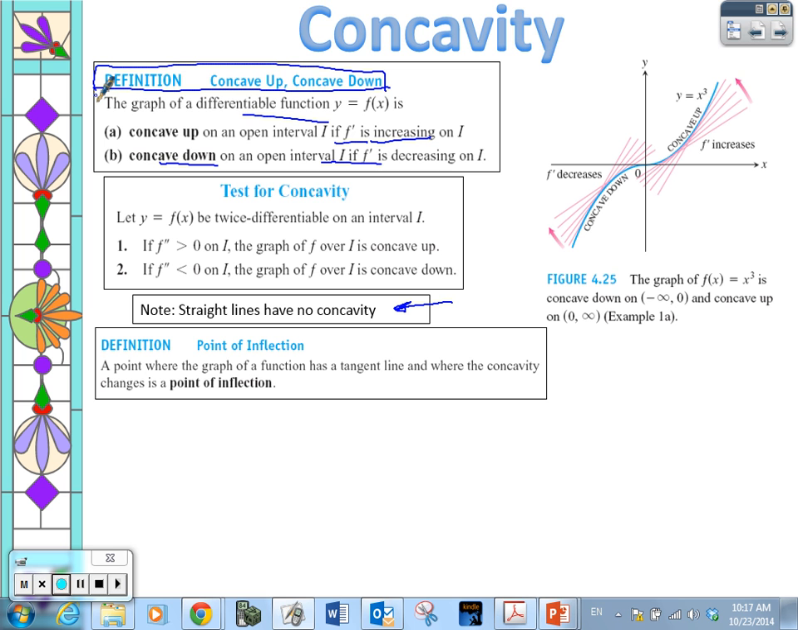What I like to do is use the test for concavity. And in order to do that, we have to have a twice differentiable function. Let's talk about what that means. That just means that you need to be able to take two derivatives of it. Twice differentiable means you take the first derivative and then you can take a second derivative.